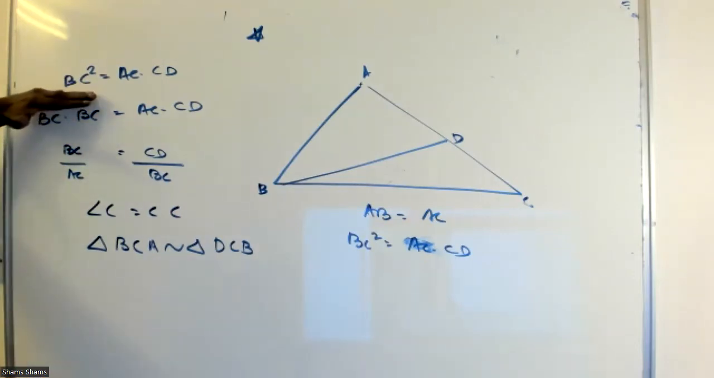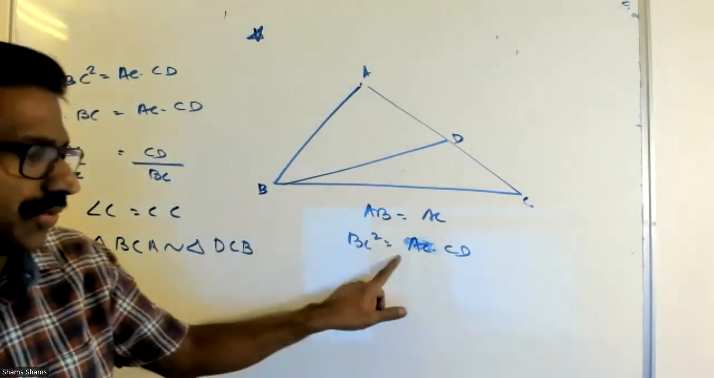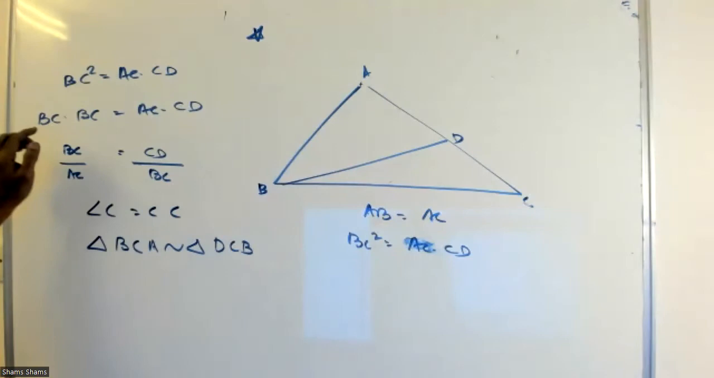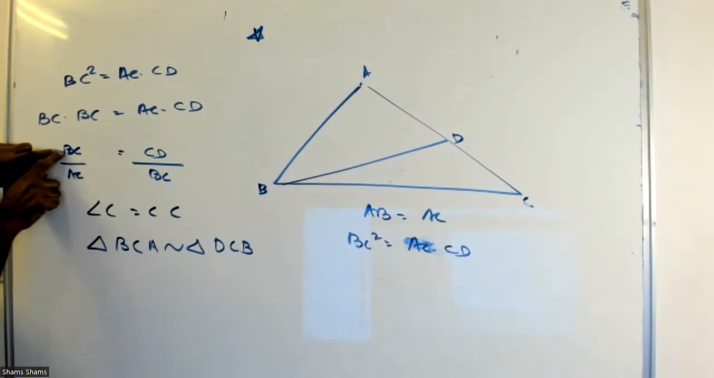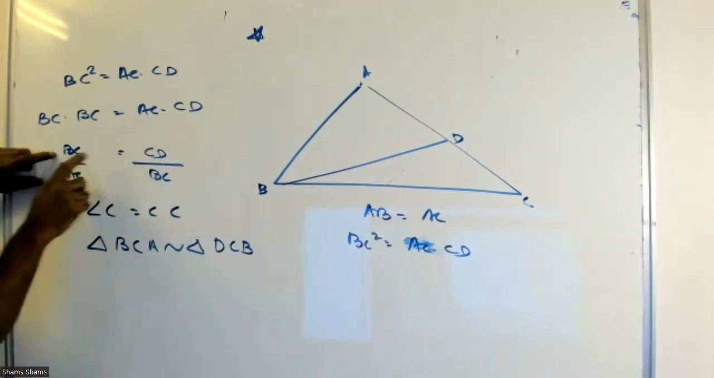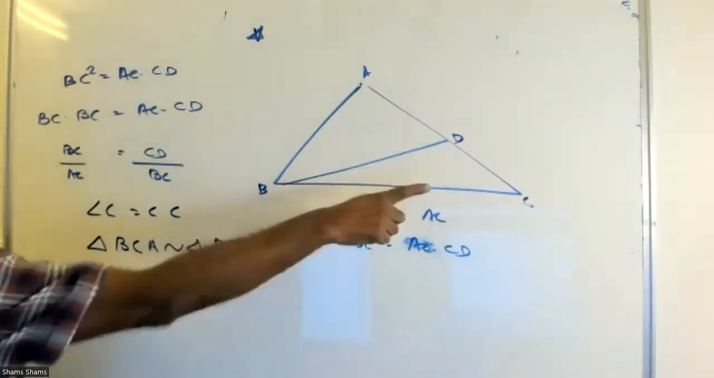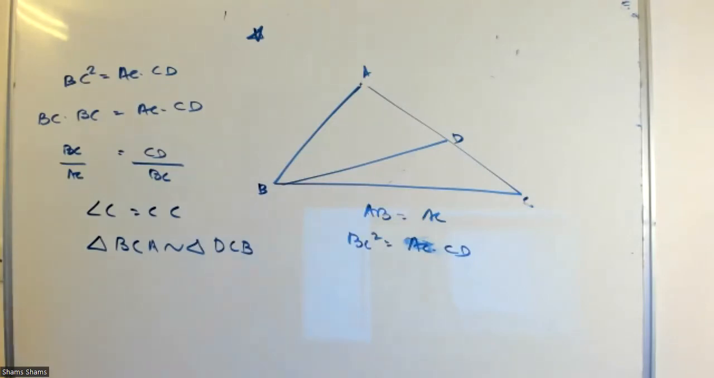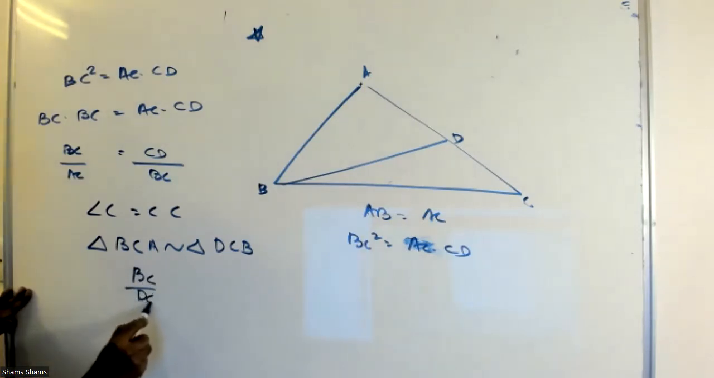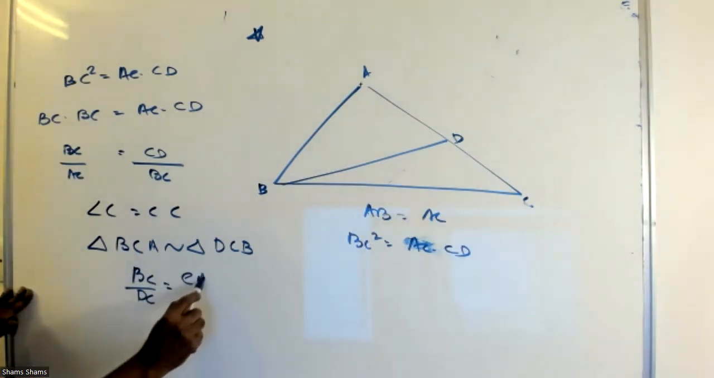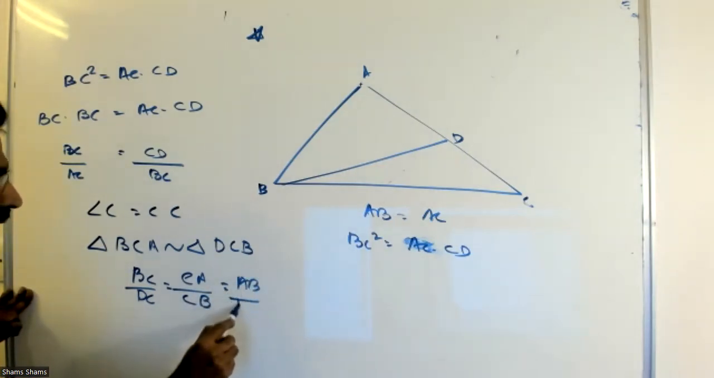Once again, BC square equal to AC into CD, that is given. BC square, we can write BC into BC equal to AC into CD. So I am just writing like this: BC, BC here, AC here, CD here. So what you got? BC divided by CA equal to DC by BC and angle C common. Therefore, these triangles are similar by SAS similarity. Hence, BC divided by DC equal to CA divided by CB equal to AB divided by DB.